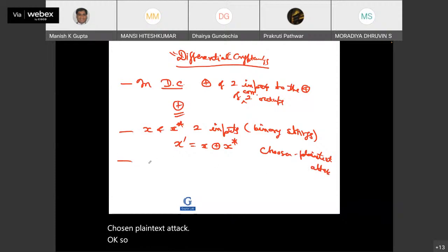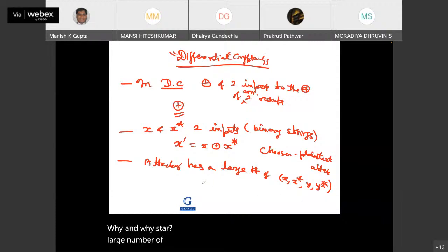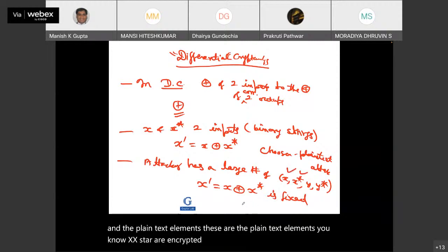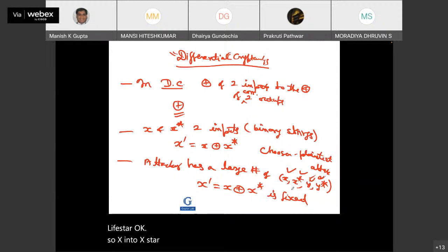Okay. So the attacker has a large number of tuples X, X star, Y and Y star. A large number of pairs where X prime is equal to X exclusive OR X star is fixed. This is the condition. The plaintext elements X and X star are encrypted using some unknown key K yielding the ciphertext Y and Y star. So X and X star are plaintext elements and Y and Y star are ciphertext elements using some unknown key. The same key is used here again.